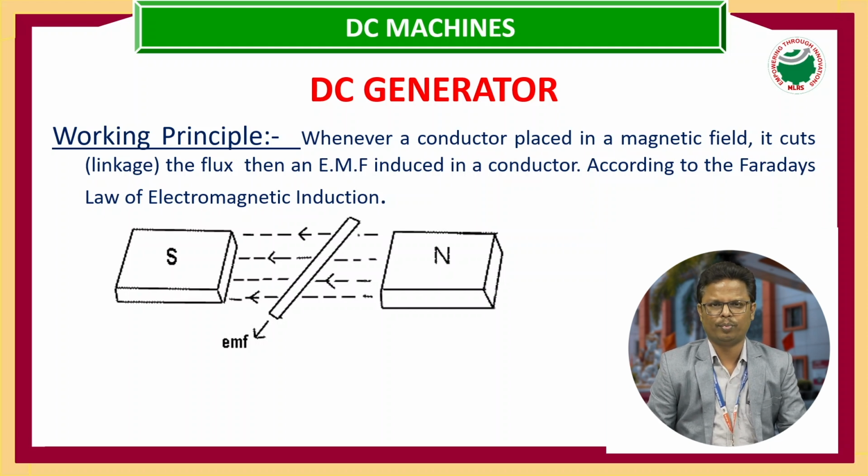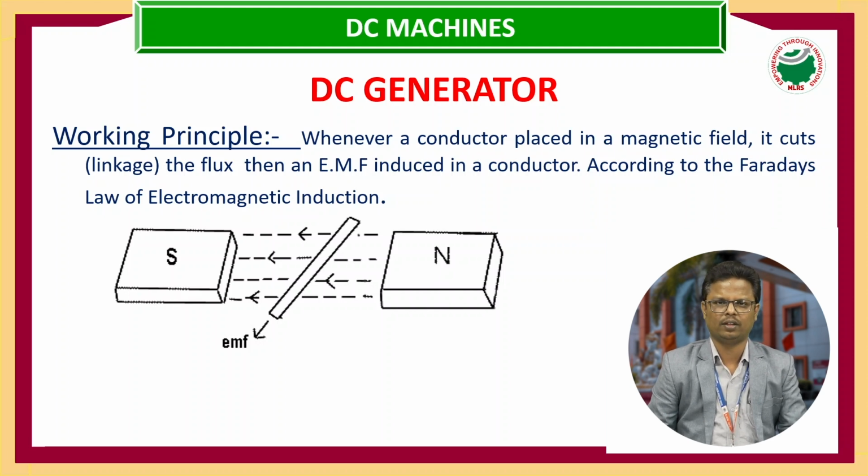Okay, so the DC generator's working principle. A conductor when placed in a magnetic field and rotated cuts the magnetic flux, and EMF will be induced in the generator according to Faraday's law of electromagnetic induction. So here the important three terms are conductor, magnetic field and rotation.